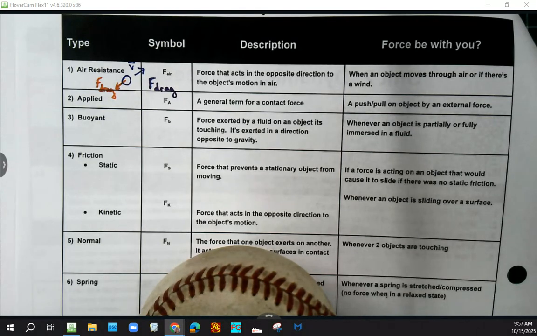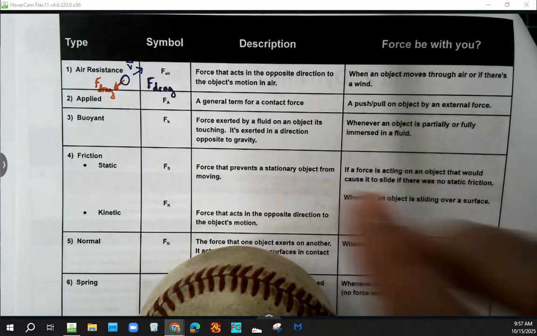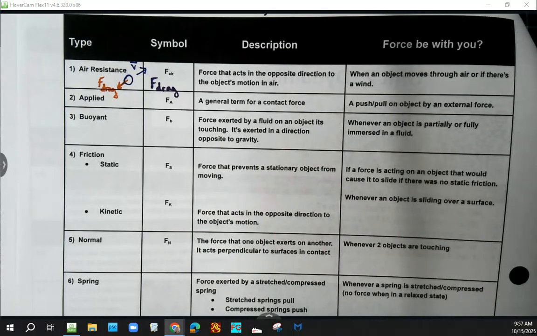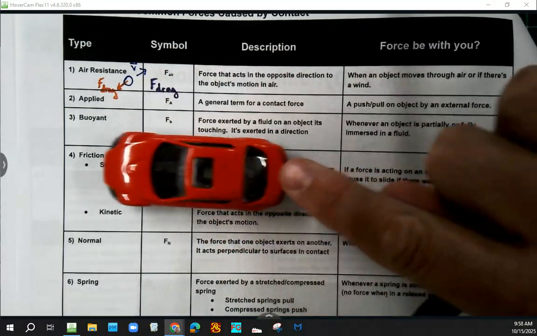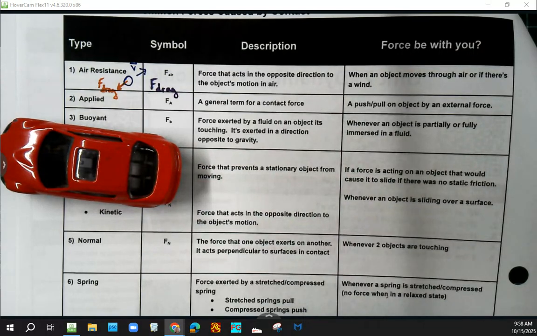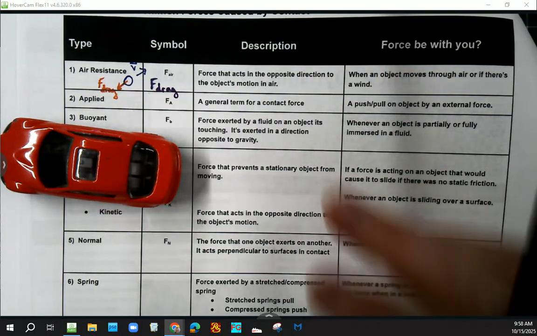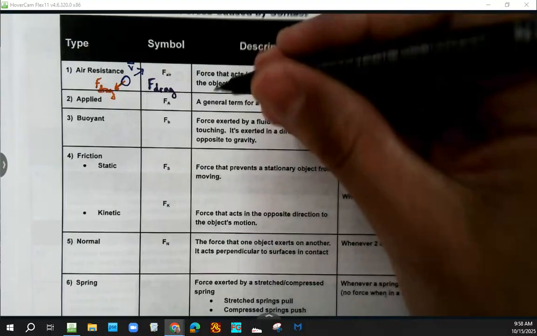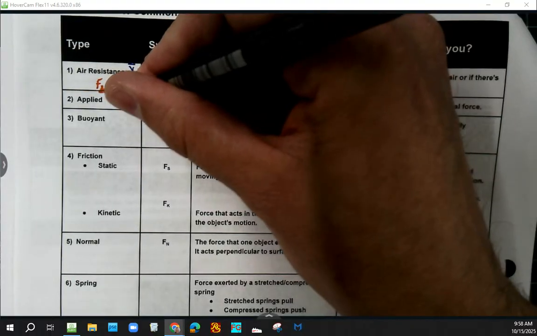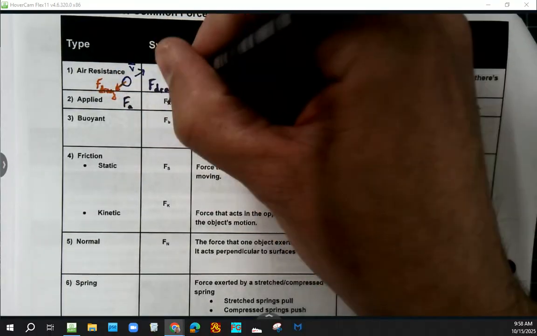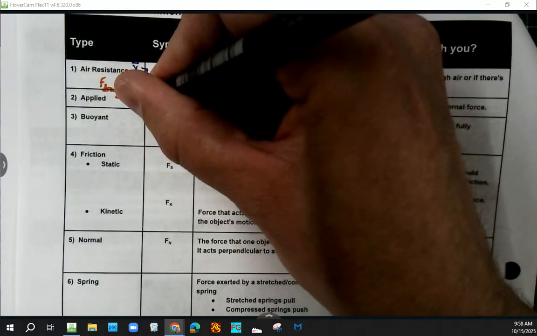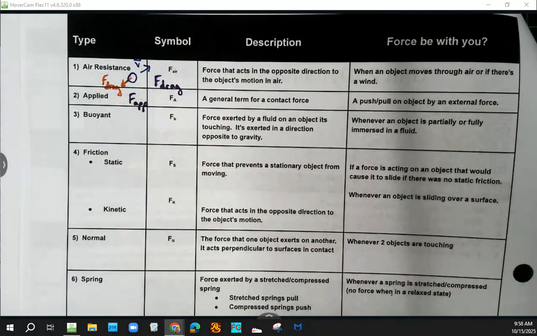The next one, an applied force. Now, an applied force is really just a general term for a contact force. So here I have a toy car in front of me, and when I push it from behind, I could say that that's an applied force. So it's not any special, specific thing. It's just a term that we use as sort of a catch-all. And so sometimes you'll see F subscript A, sometimes you'll see F subscript APP for applied, but it's just that catch-all force that you apply to something. You exert it on another thing.